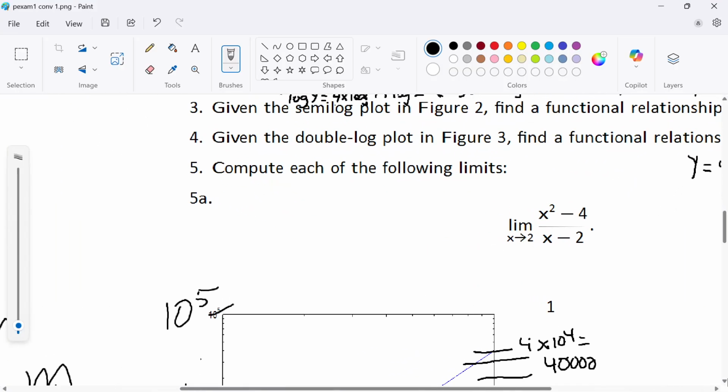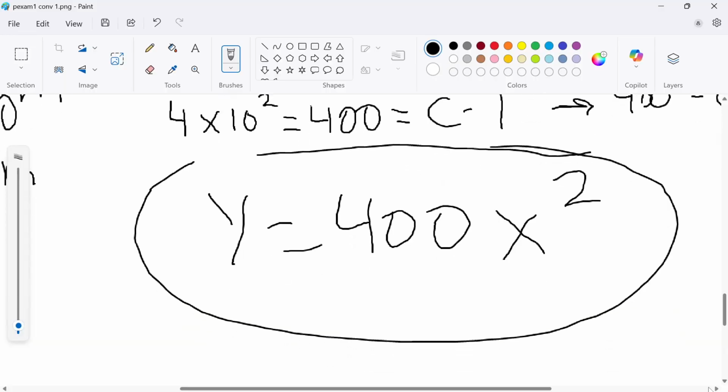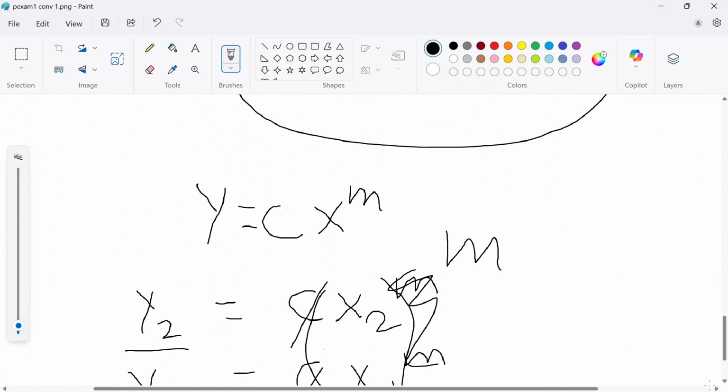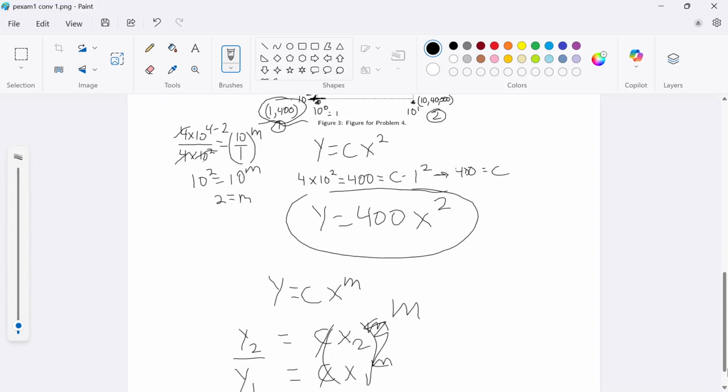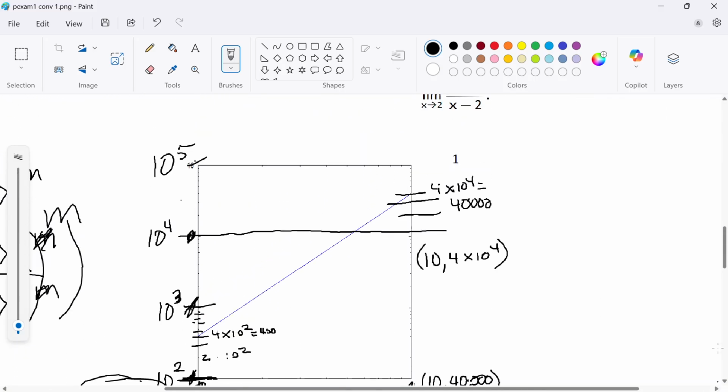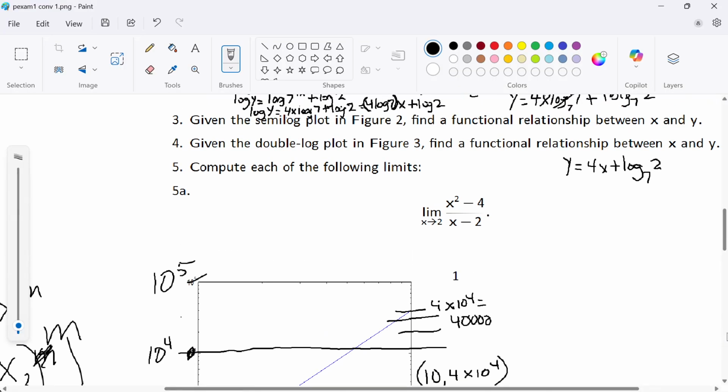All right, let me look at number 5. Might as well. I think I've only got, do I have 5a? Do I have any more? Okay, so there's going to be one limit. I'll do the rest of the limits in another video, but might as well do this one.